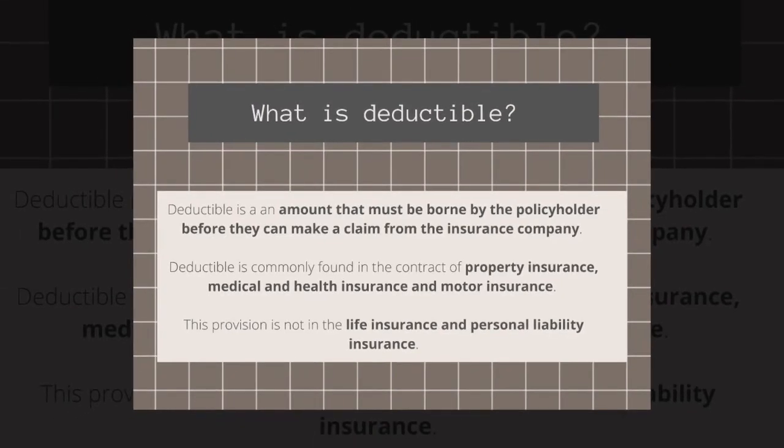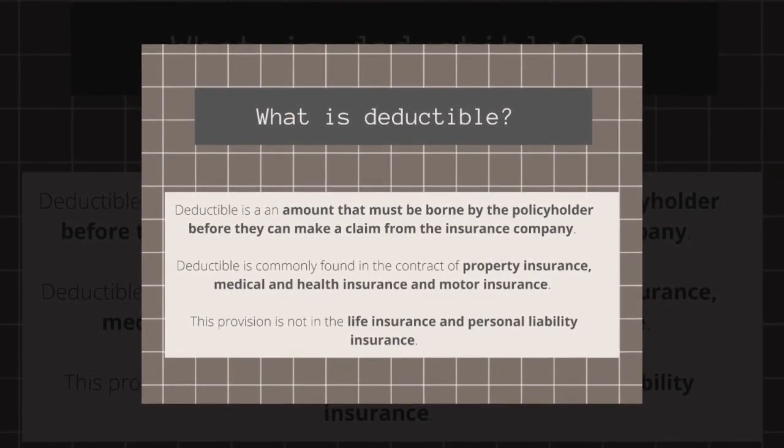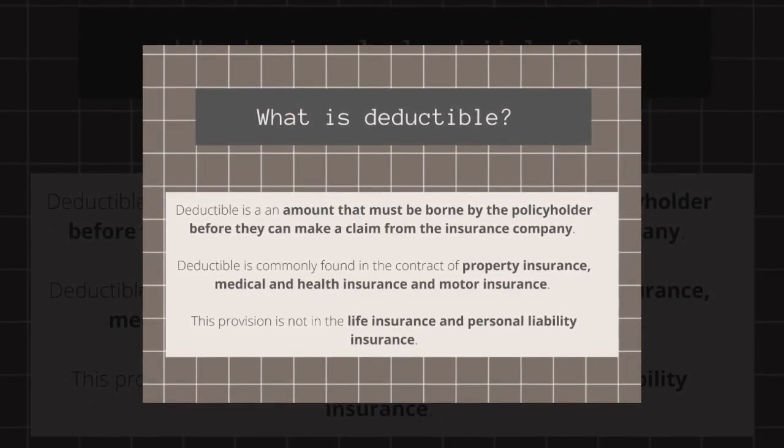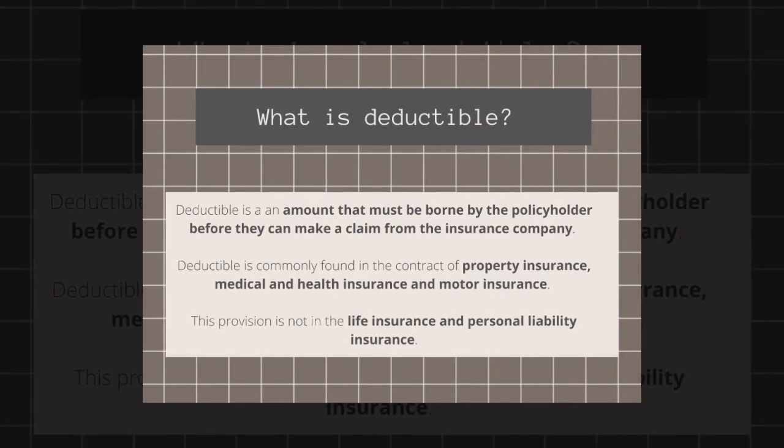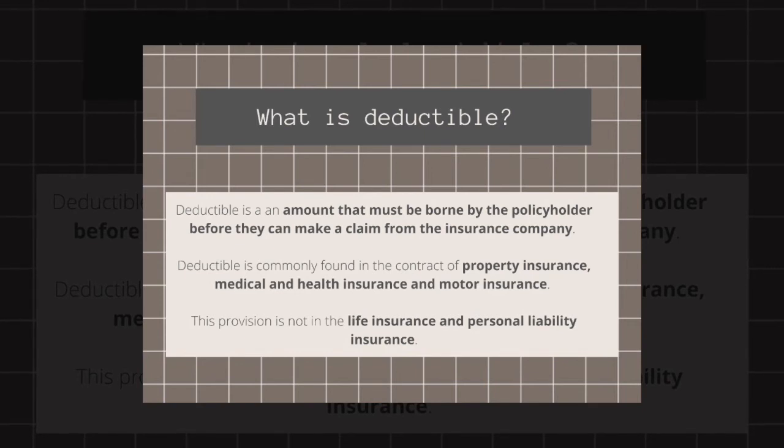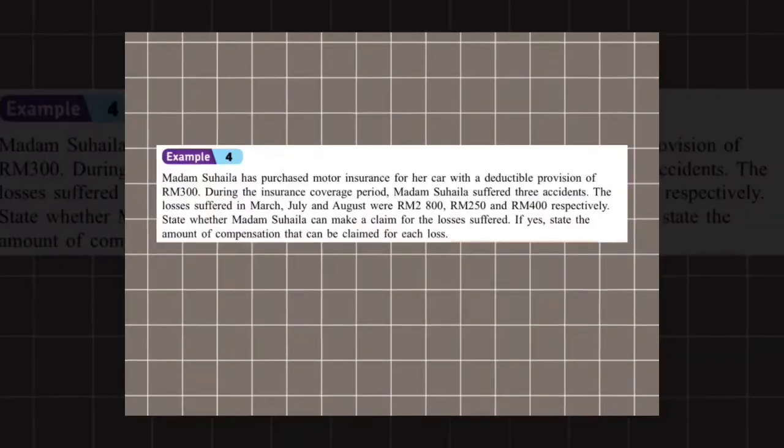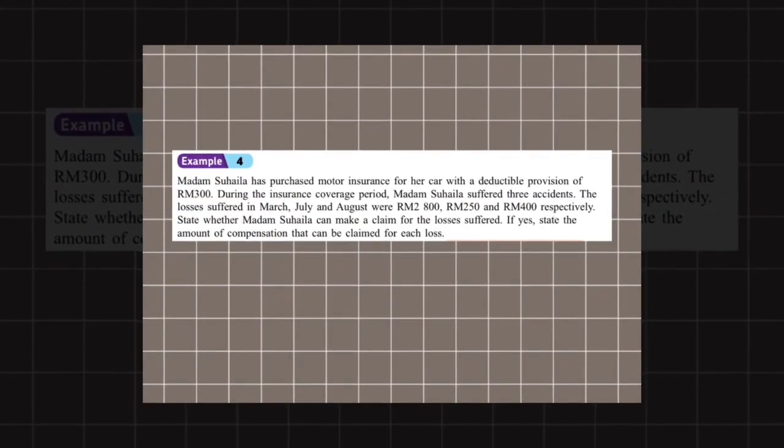What is deductible? Deductible is an amount that must be borne by the policyholder before they can make a claim from the insurance company. Deductible is commonly found in the contract of property insurance, medical and health insurance, and motor insurance. Its provision is not in the life insurance and personal liability insurance. First, take a look at this question and you may pause the video.